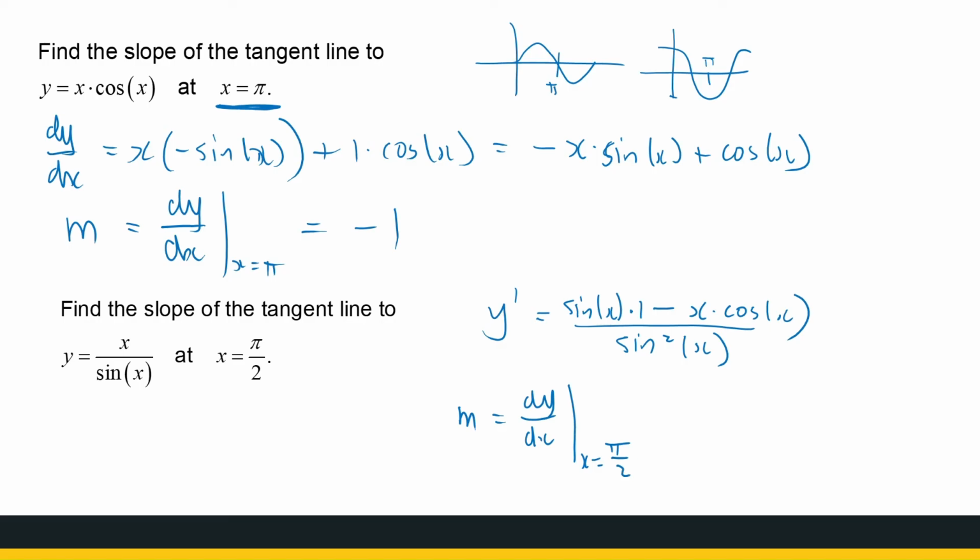So let's take a look. We've got pi over 2 is over here. Sine of pi over 2 is 1. So that's 1 minus x is pi over 2. Cos of pi over 2 is 0. Sine of pi over 2 is 1 squared. So it is 1. That's the slope of the tangent line to the curve.